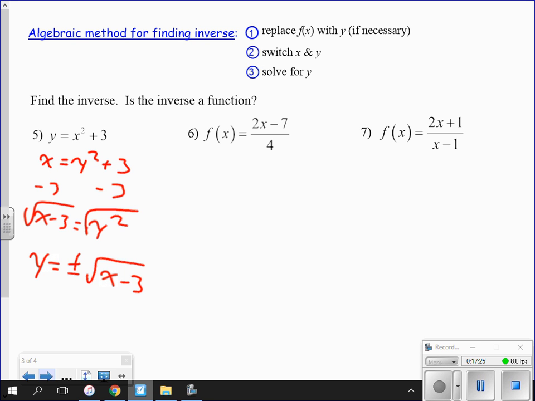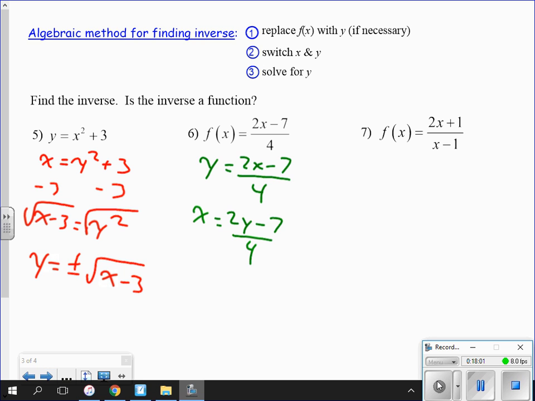So, second one, number six. First step, take f of x, make it y. So we get y equals 2x minus 7 over 4. Step 2, switch the x and the y. x equals 2y minus 7 over 4. Step 3, solve for y. I'll let you do this one.